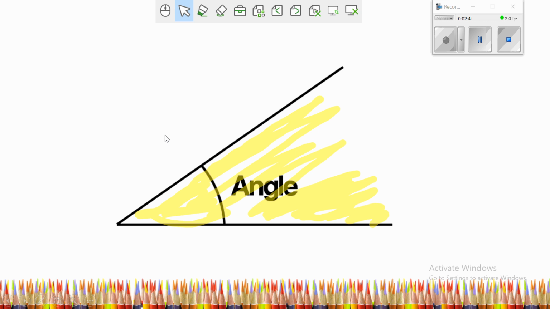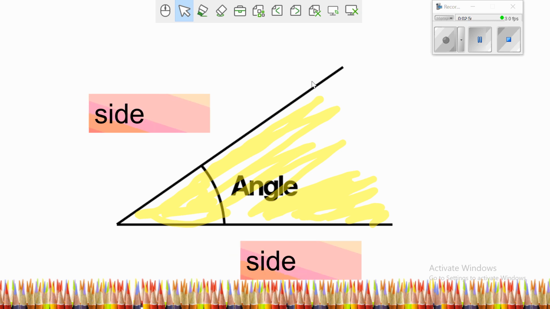This line is a side and the other line is a side. So when two sides meet together, the angle comes. Two sides make one angle. If we have only one side, we can't make an angle. We need two sides for making angles.